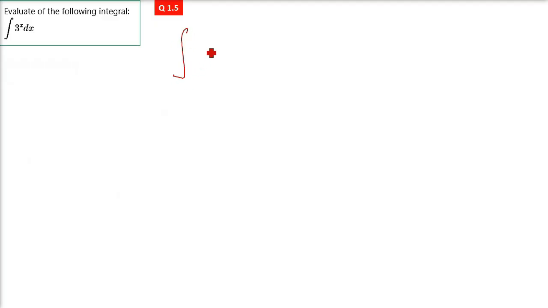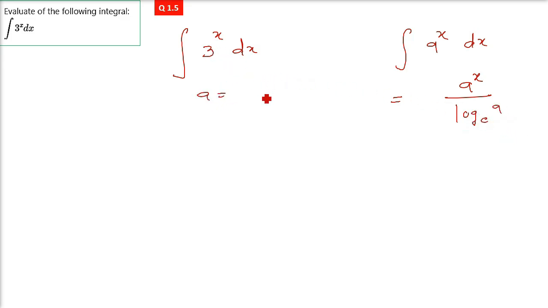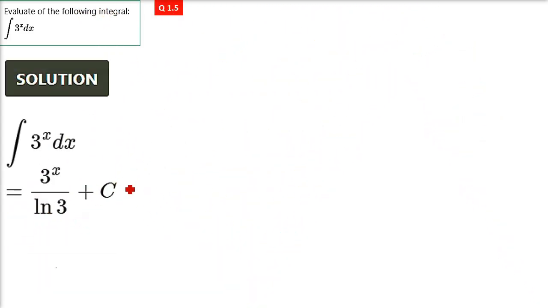Evaluate the following integral. Again, this is a different kind of question, that is, a different formula we are going to use. The standard result of integral of a raised x dx is simply a raised x divided by log a. a is a constant, x is a variable. The log is base e, remember. This a here is 3. We'll use the standard result, and this is 3 raised x divided by log base e, which is already there. Log base e, we generally write it as ln. So 3 raised x divided by ln 3. Constant of integration, don't forget. So now these two formulas we have taken. This is the standard result, only one line solution.